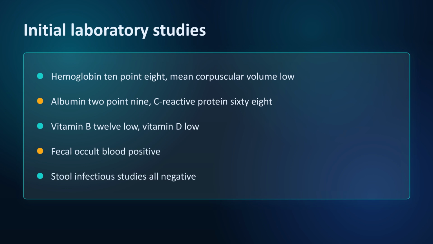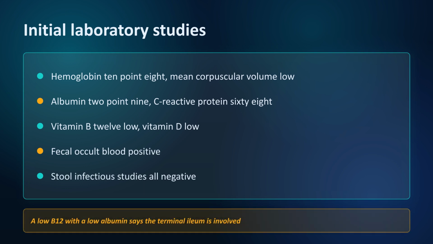Now read that panel as a whole. A low B12 together with a low albumin is telling you the terminal ileum is involved. That is where B12 is absorbed and nowhere else. A C-reactive protein of 68, in a young man with 6 months of symptoms, is not irritable bowel syndrome.